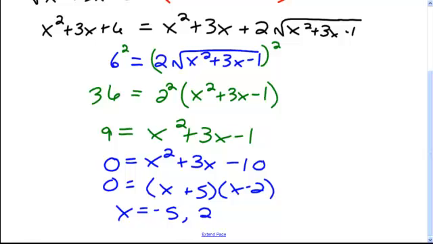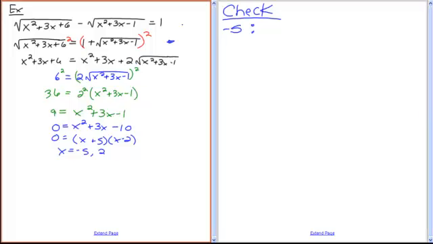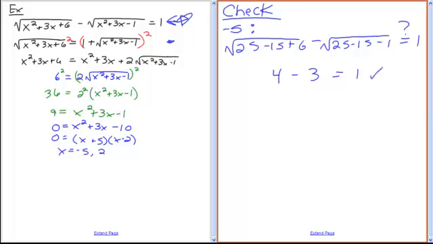Lastly, check. Got to check back in your original problem. So I'm going to check negative 5 to begin with. So when I check negative 5, this again takes a little bit of work along the way, plugging it back in to this initial equation here. So it's the square root of 25 minus 15 plus 6 minus the square root of 25 minus 15 minus 1. That's supposed to equal 1. So therefore 4 minus 3, does that equal 1? Yes, it does. So negative 5 is a solution.